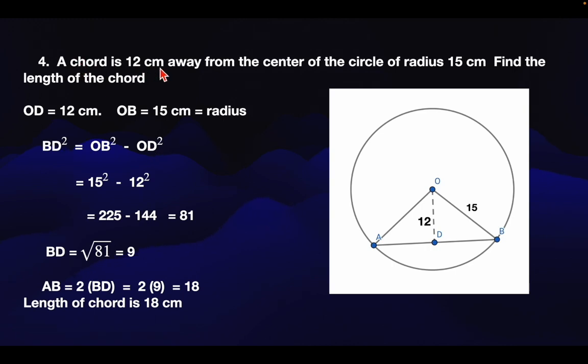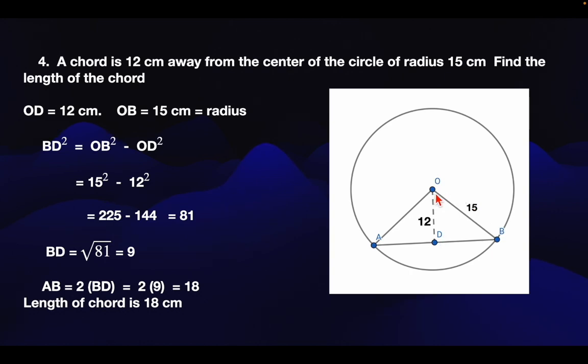A chord is 12 centimeter away from the center of the circle of radius 15 centimeter. Find the length of the chord. So this is the chord. It is 12 centimeter away from the center of the circle. So this distance is 12. Radius they have given as 15 centimeter.